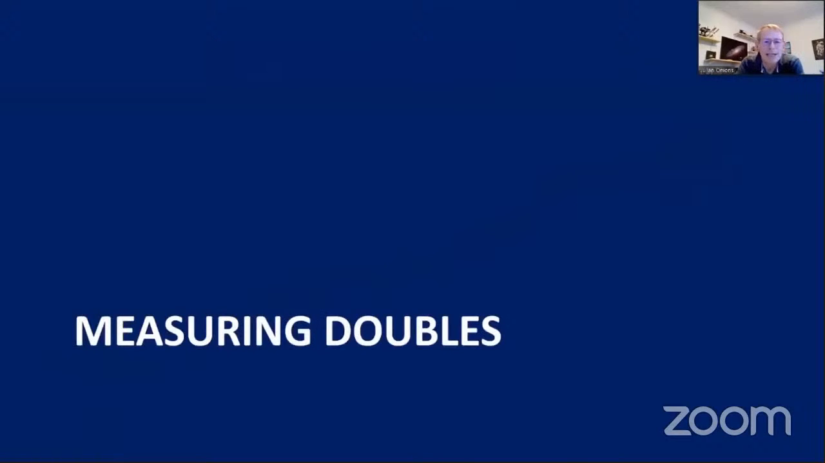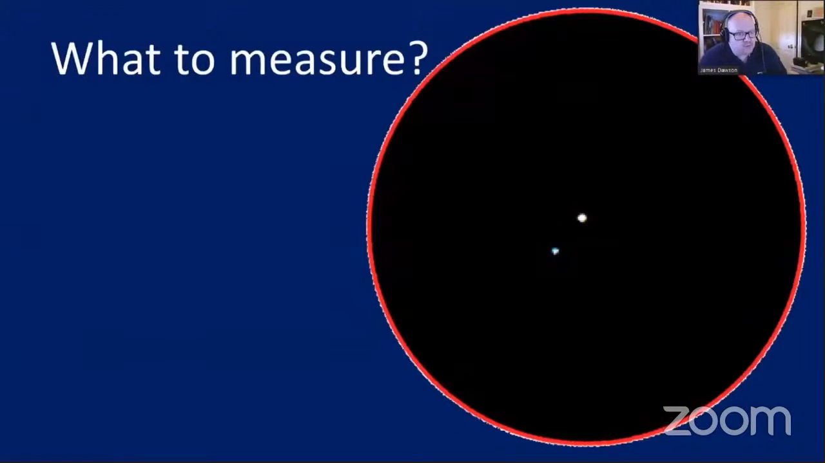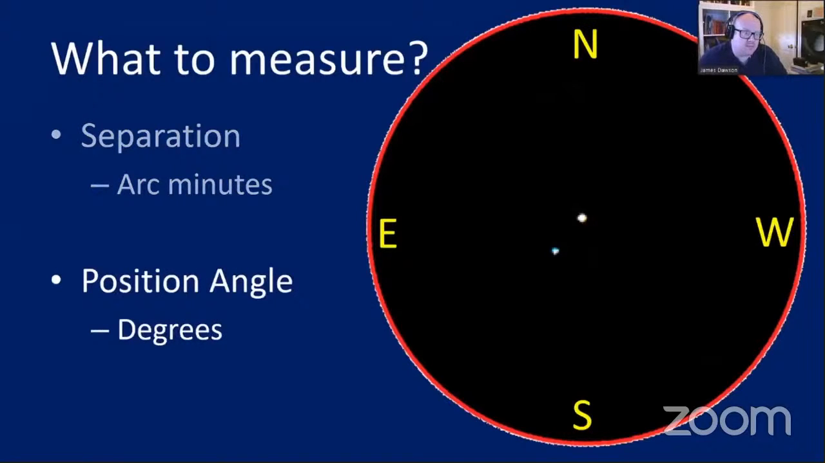So with that, let's go back to James and how to measure a double. Right, so back to amateur astronomy and how we can go about measuring doubles. So we've got a new double star now in the field of view, and there are two things to actually measure. The first is the separation. So that is how far apart are the two stars, and we measure this in arc minutes or arc seconds.